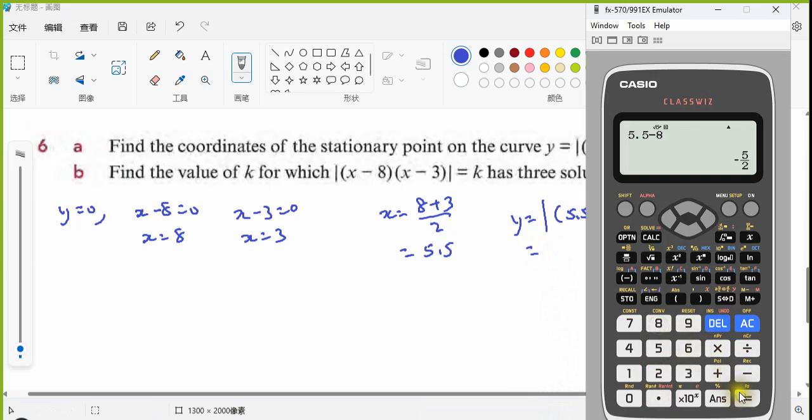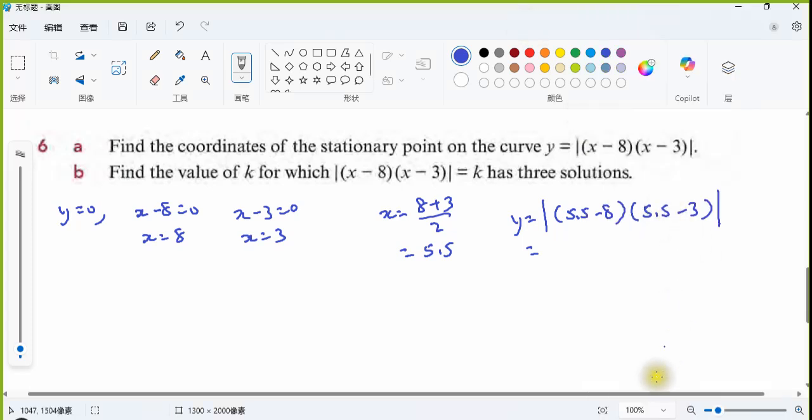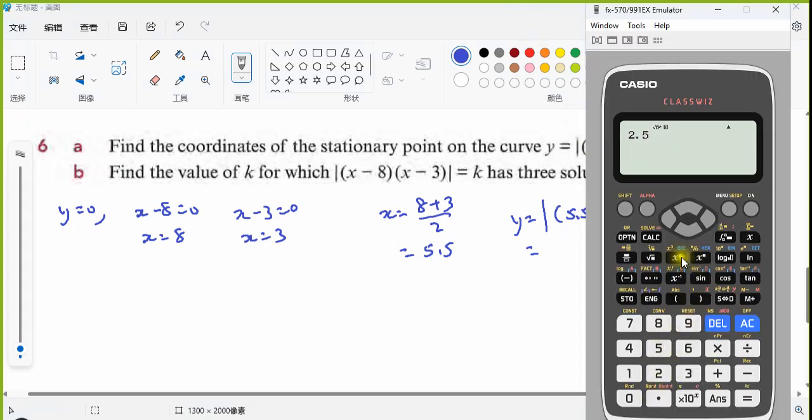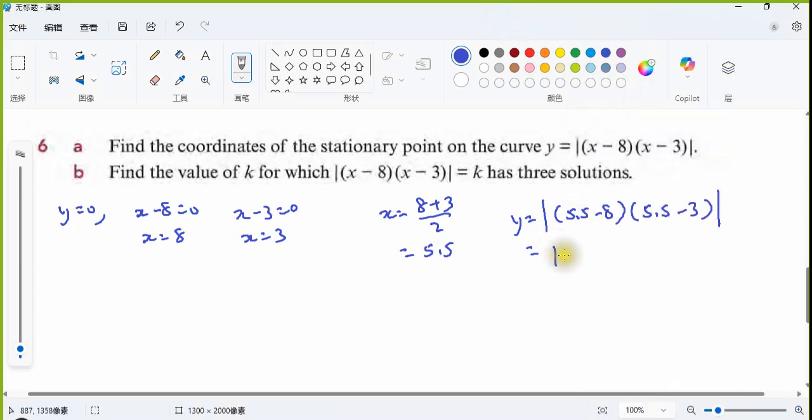So 5.5 minus 8 is negative 2.5, and then 2.5 squared gives us 6.25. Okay, negative 6.25, then the modulus is 6.25. So the stationary point will be (5.5, 6.25).